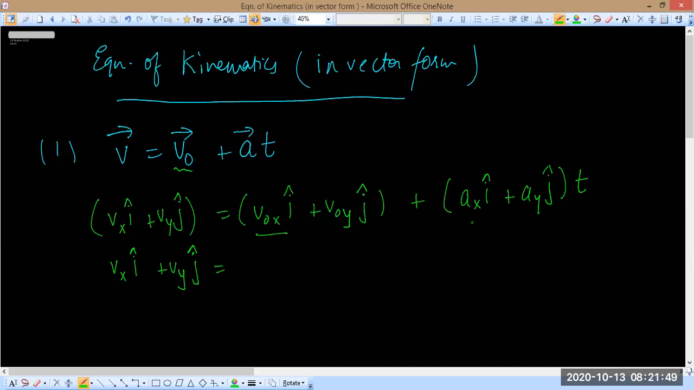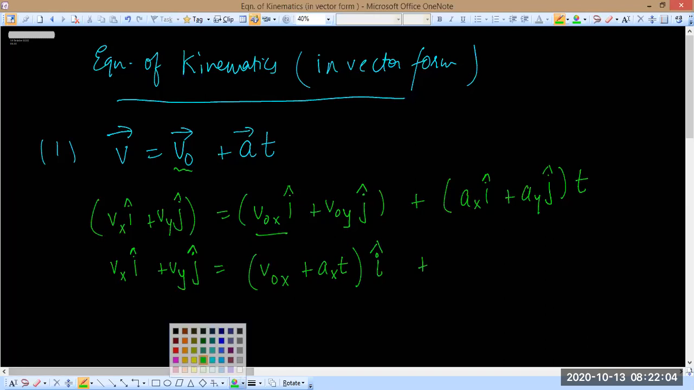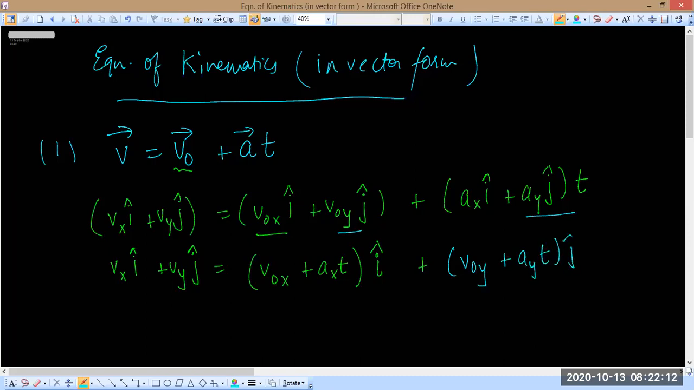I hope you remember that x component adds with x component. I hope everyone remembers that, right? And plus, now for y component, this one, so that's going to be v0y plus ayt j caret.